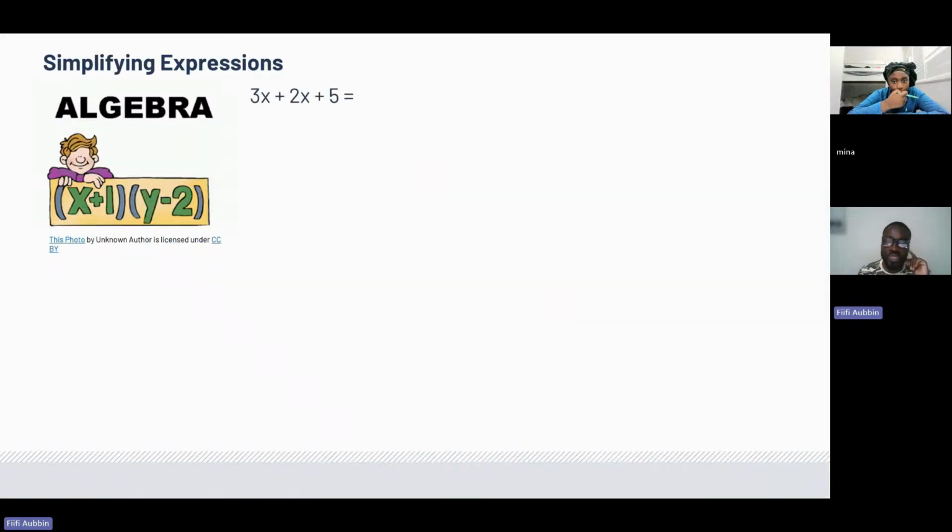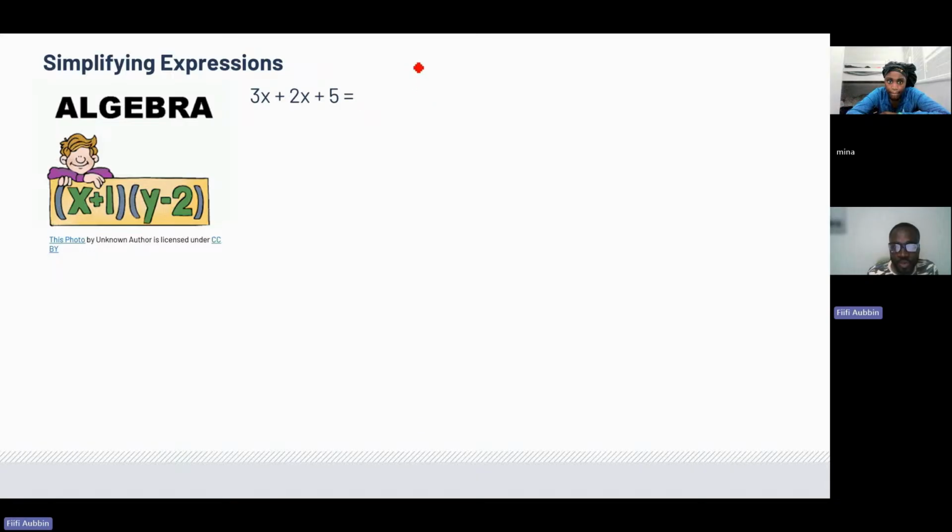Then you see how to simplify. So now this is in your code. How do you simplify this? And what is your understanding of simplifying? I think you would add 3x and 2x. And then the 5 is not a like term, so it would stay the same. So your answer would be 5x plus 5.